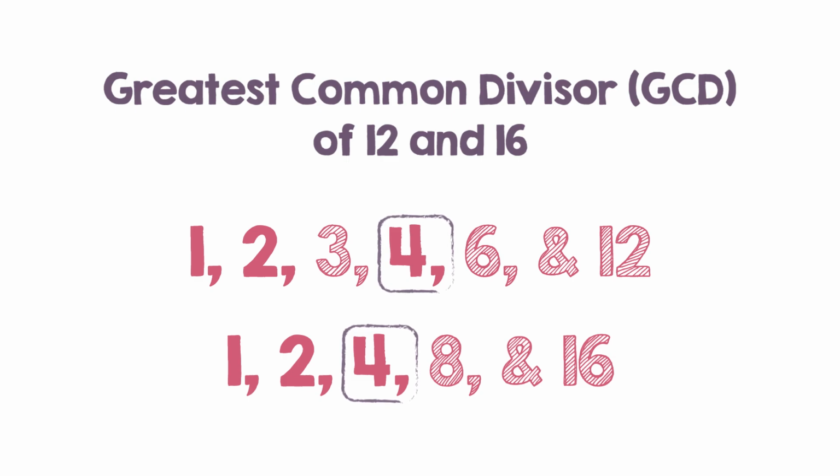Let's review. To find the GCD, you need to list the divisors of both numbers, look for the common divisors, and then choose the biggest one.